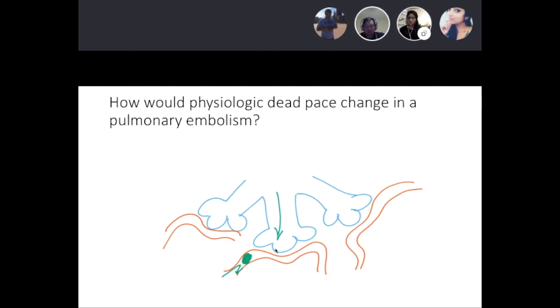Increasing the amount of... Right, exactly. Yep, it would increase in amount, exactly, because you're just creating more area where gas exchange cannot occur. Right, exactly. Does that make sense for everyone else? Mm-hmm. And again, remember the physiologic is supposed to be the same as anatomic, so it should be both about the same in the scenario.